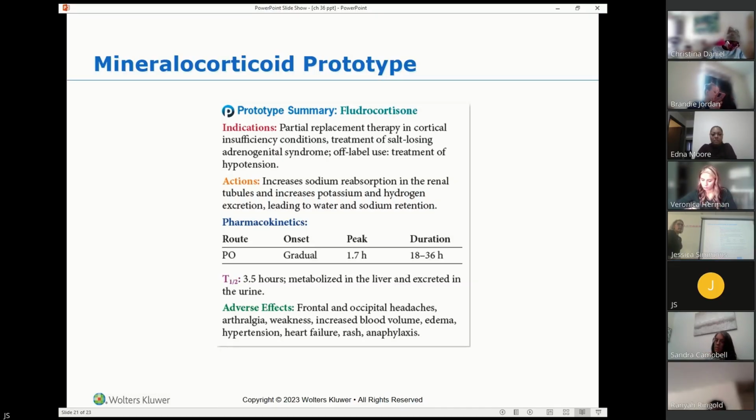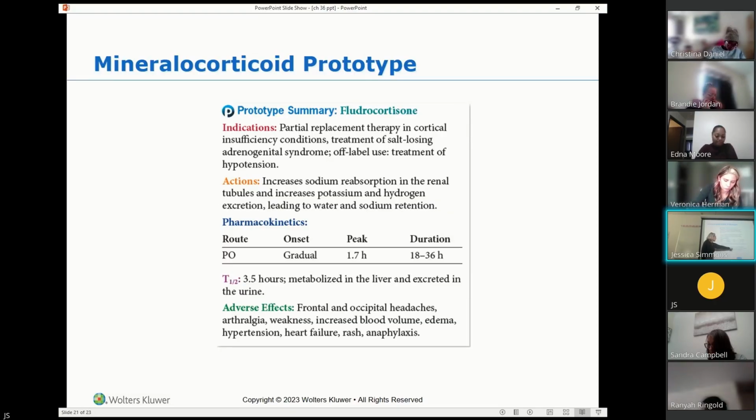Retain fluid and reabsorb sodium in the renal tubules. So we're automatically increasing our salt. Adverse effects include frontal and occipital headaches, arthralgia, weakness, increased blood volume, edema, hypertension, heart failure, rash, and anaphylaxis.